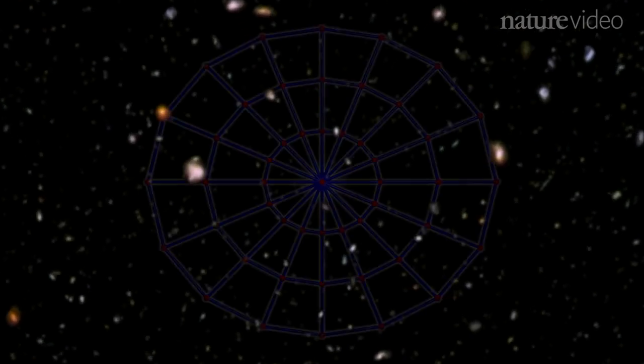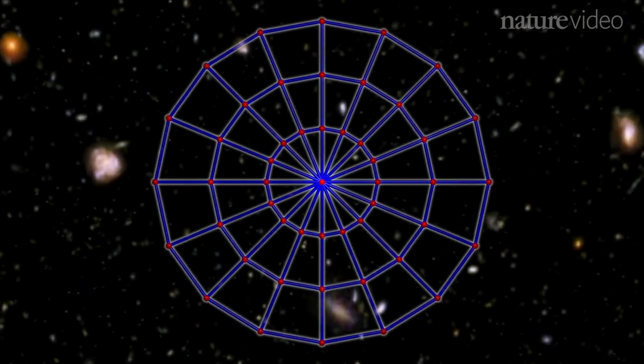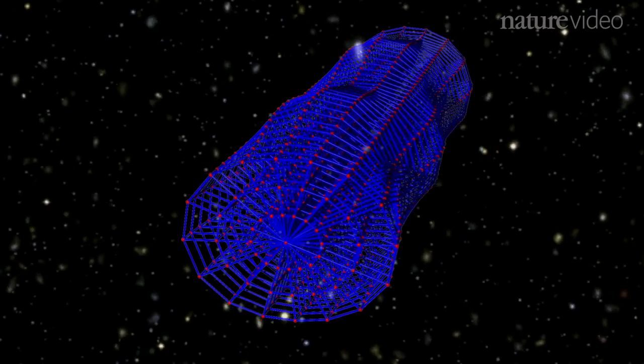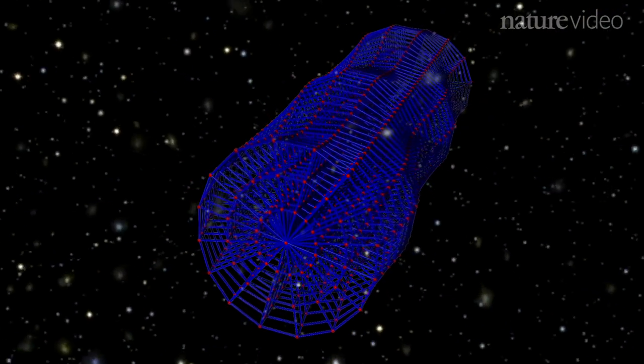Einstein also predicted that these distortions could travel across the universe, stretching and squeezing space and time as they move. And this is what we call gravitational waves.